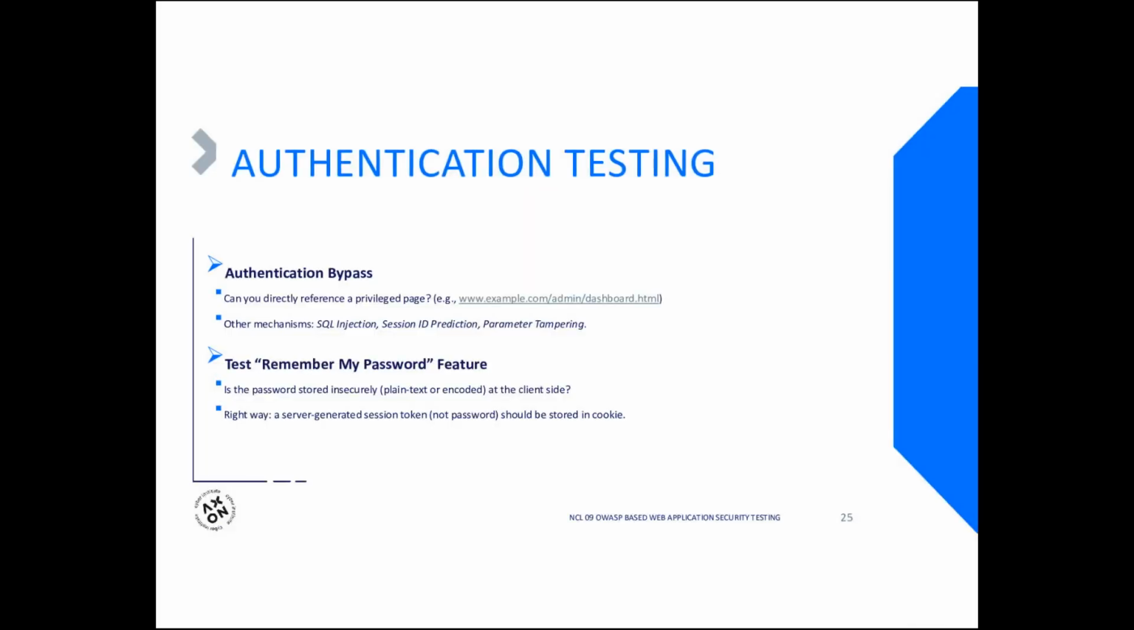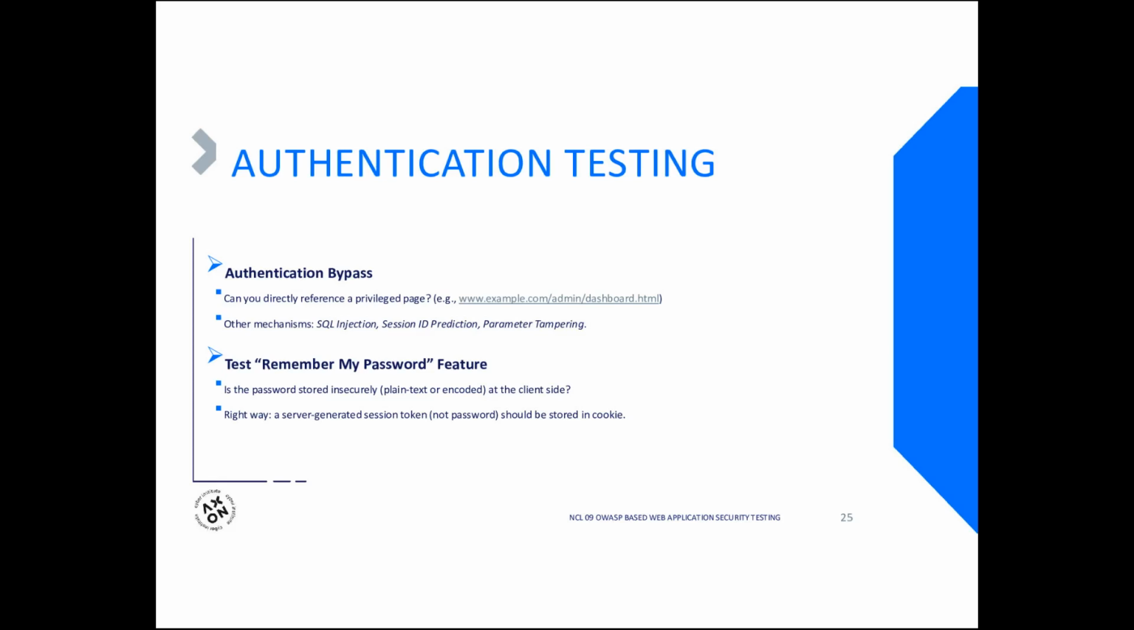Try to check if there is any way to bypass authentication. And there are multiple ways to do that. One way is to try to access a privileged page directly. So you'll have a test account, and then you will gain all the URLs and all the direct access to the pages, and then log off and see if you can visit those URLs and those pages while you are logged off.